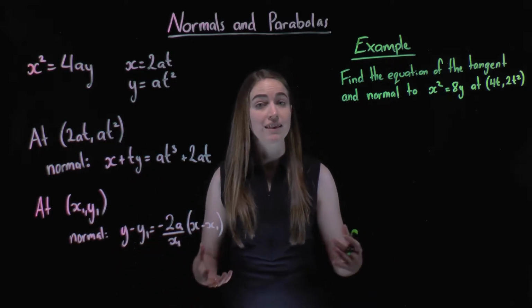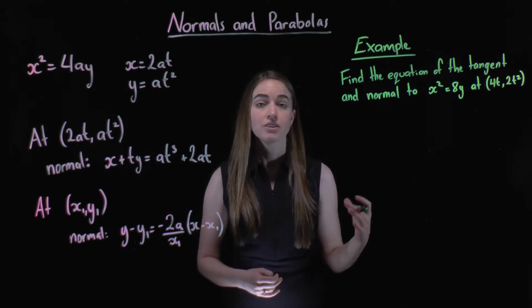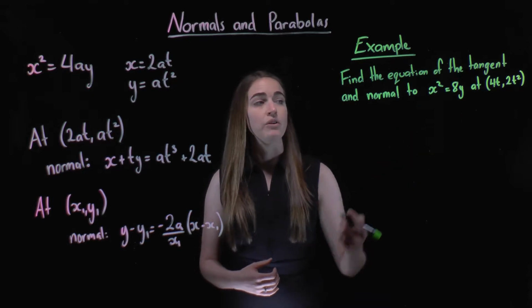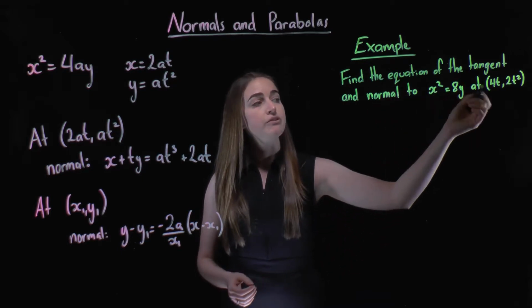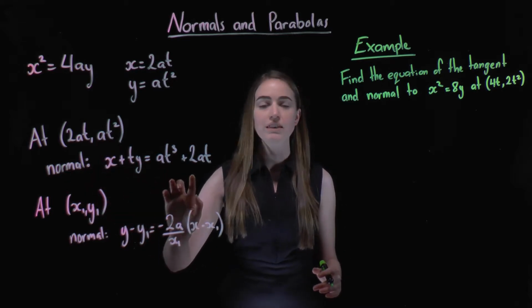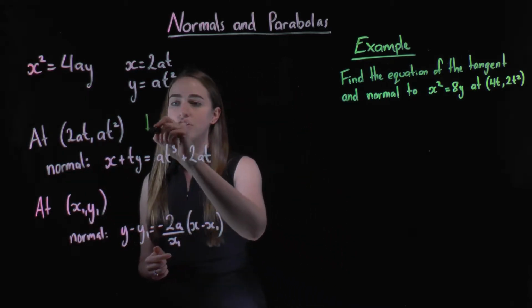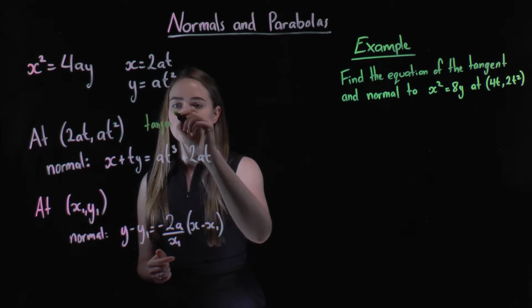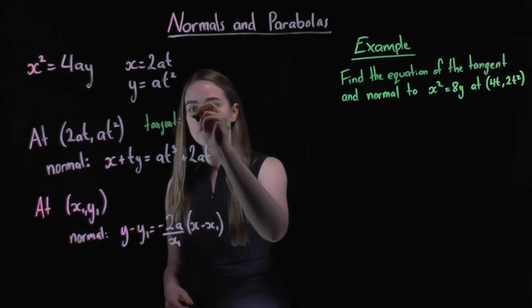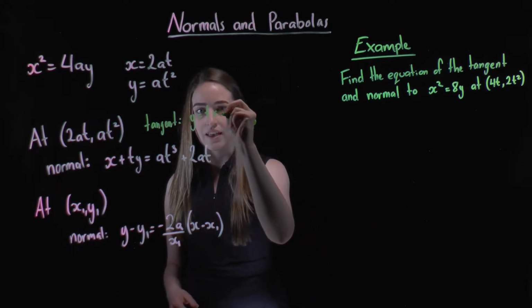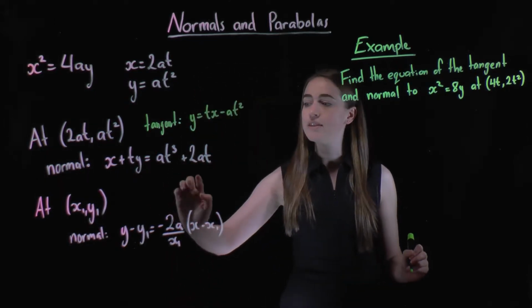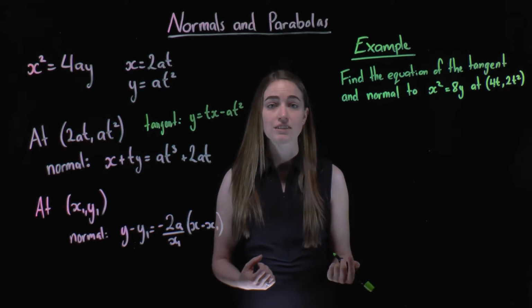I want to have a look at an example of doing both of those things. So our example asks us to find the equation of the tangent and the normal to x squared equals 8y, so that's our parabola, at the point 4t, 2t squared. So we've got our equation of the normal here. Our equation of the tangent at the point 2at, at squared, was given by y equals tx minus at squared. So we're going to use this one and this one to find our two equations that it's asked for.